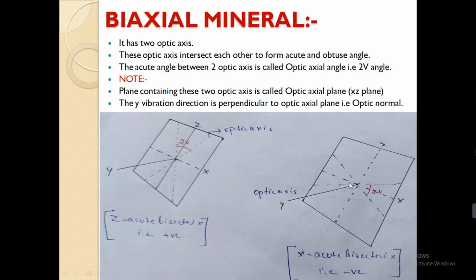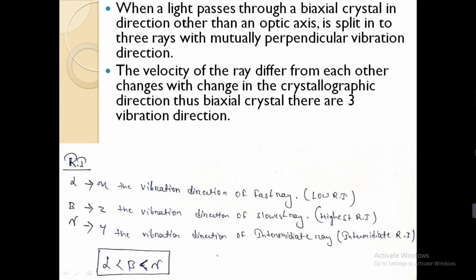Similarly, in another case, this is X axis, this is Z axis, and this is Y axis. So in this case, X axis bisectrix, that is 2V angle, so the mineral is negative in nature. When light passes through a biaxial crystal in a direction other than an optic axis, it is split into rays with mutually perpendicular vibration directions.